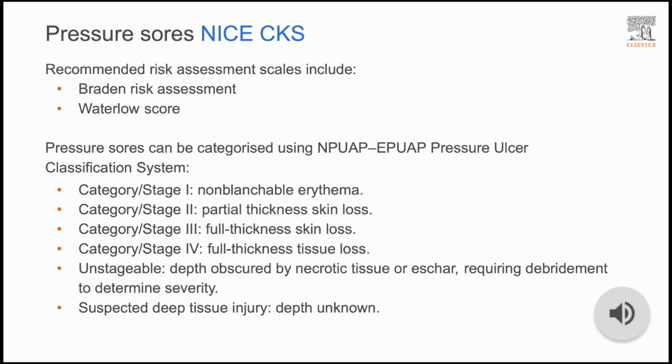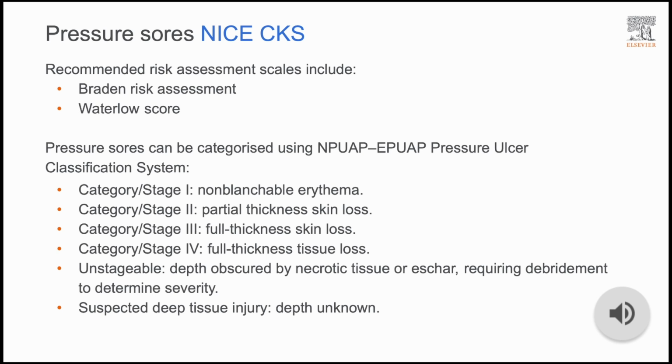Category 3 is full thickness skin loss. Damage extends deeper into fat tissue but does not expose muscle, bone, or tendon. Category 4 is full thickness tissue loss, deep wounds exposing muscle, bone, or supporting structures like tendons.